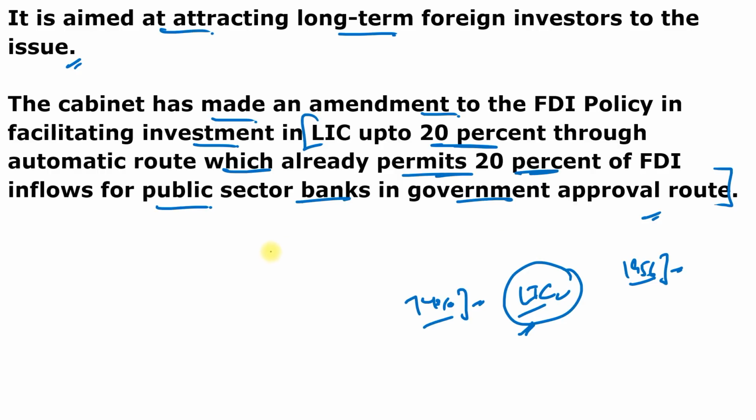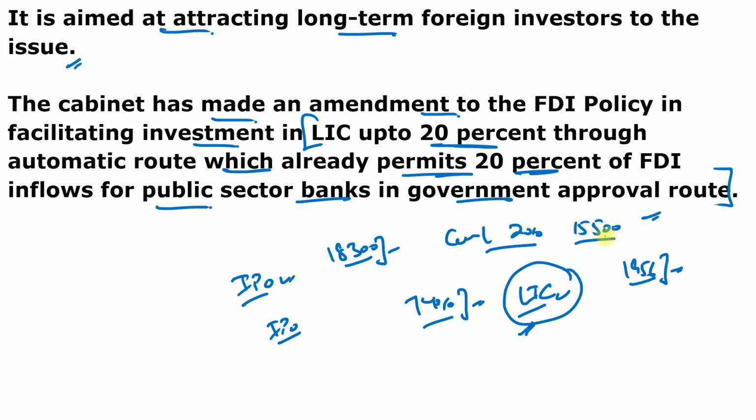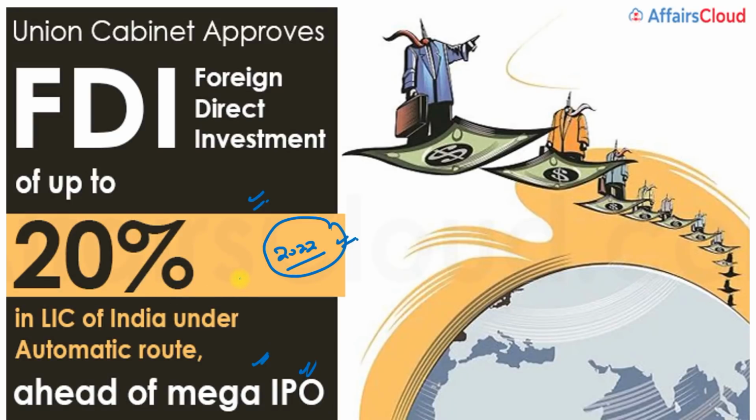And the LIC public issue is expected to be the biggest IPO of the stock market. So far, the amount mobilized from the IPO of Paytm in 2021 was the largest ever, that is 18,300 crore, followed by Coal India in 2010 at nearly 15,500 crore, and Reliance Power in 2008, I think it is 11,700 crore. But the LIC public issue is expected to be the biggest IPO in the Indian stock market. It will be launched in the middle of March 2022.